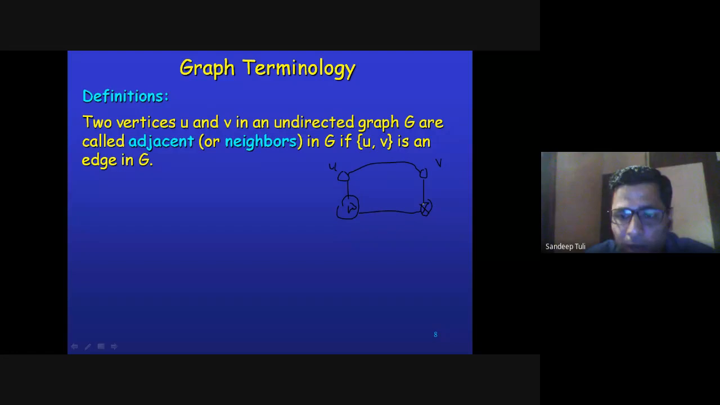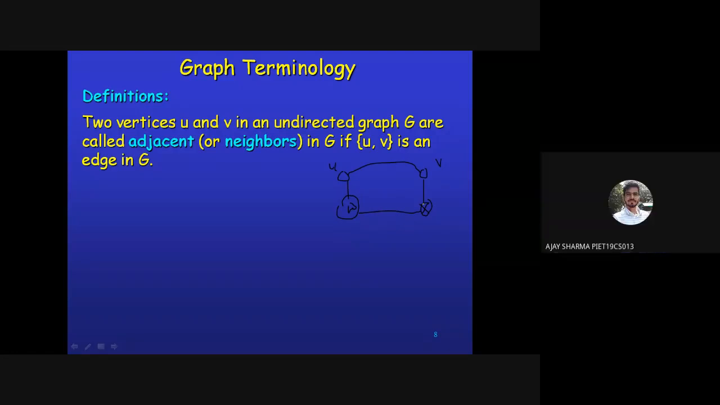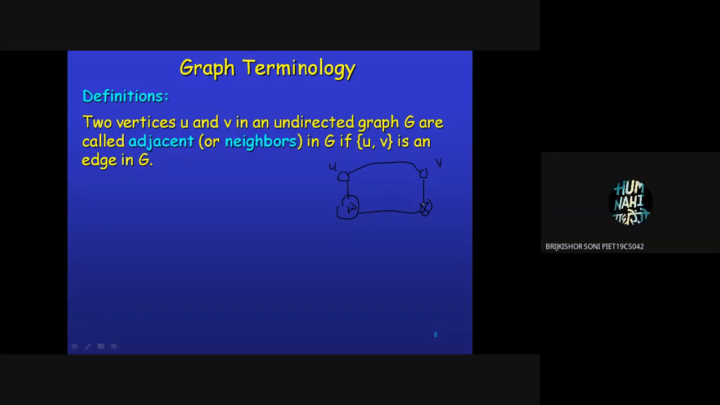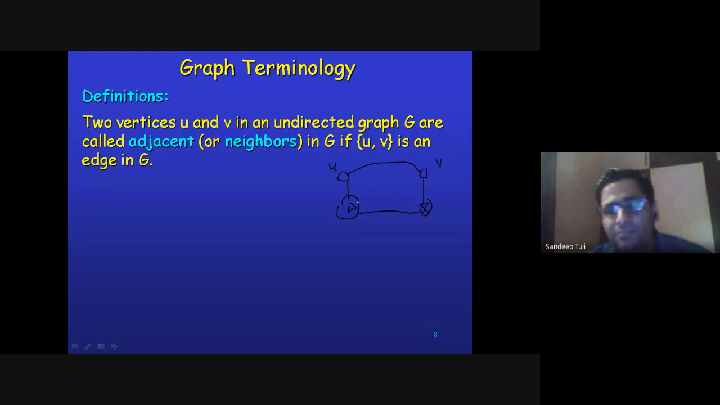V and W are adjacent to each other or not? No, sir. Diagonal elements are not adjacent. They are not neighbors to each other because they are not directly connected. The elements which are not directly connected to each other cannot be adjacent.